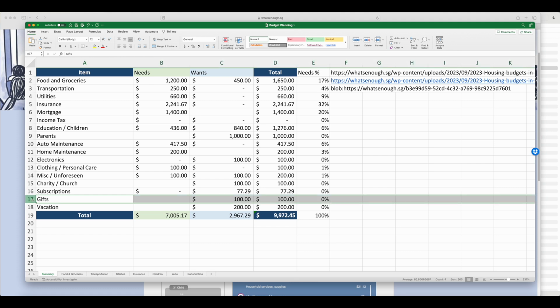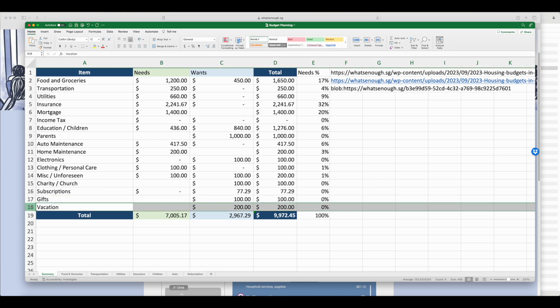Gifts, all right, gifts. Think about birthday presents, Christmas, Chinese New Year. So $100 a month, that's $1,200 a year, which is, I would say, on the low side too, but yeah. Vacation, $200 a month, so that's $2,400 a year. So this is what I budget on a monthly basis, so that I can have some short getaways, staycations, nothing too fancy. So that's for a household of 5, 2,400 is just enough for a couple of short vacations in Malaysia or Batam or Bintan.